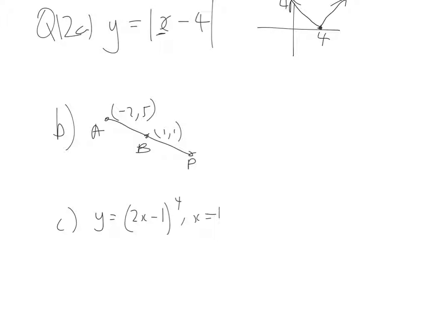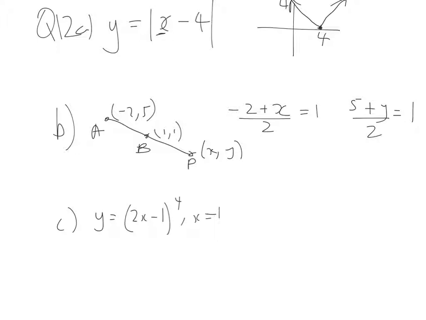Okay, B. B is the midpoint of A and P. Find P. So P is (x, y). So negative 2 plus x, the two x values averaged, must equal 1. And 5 plus y, the two y values averaged, must also equal 1.